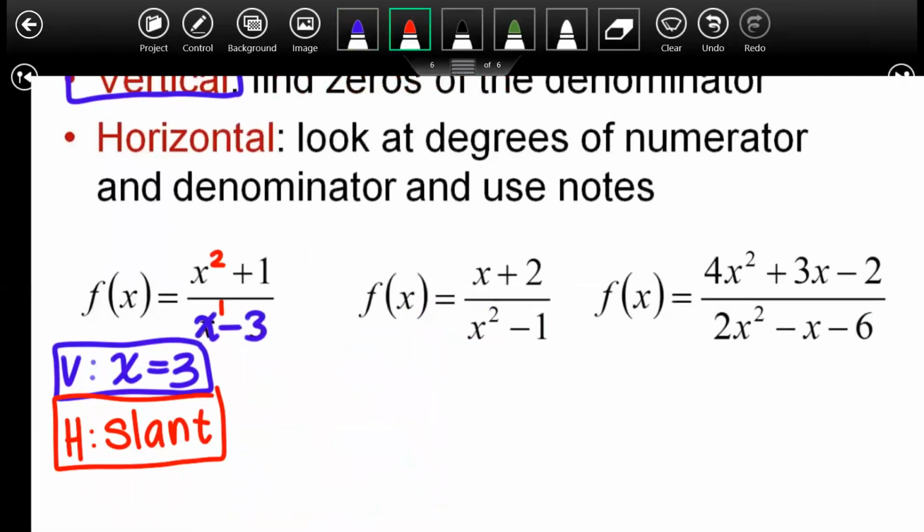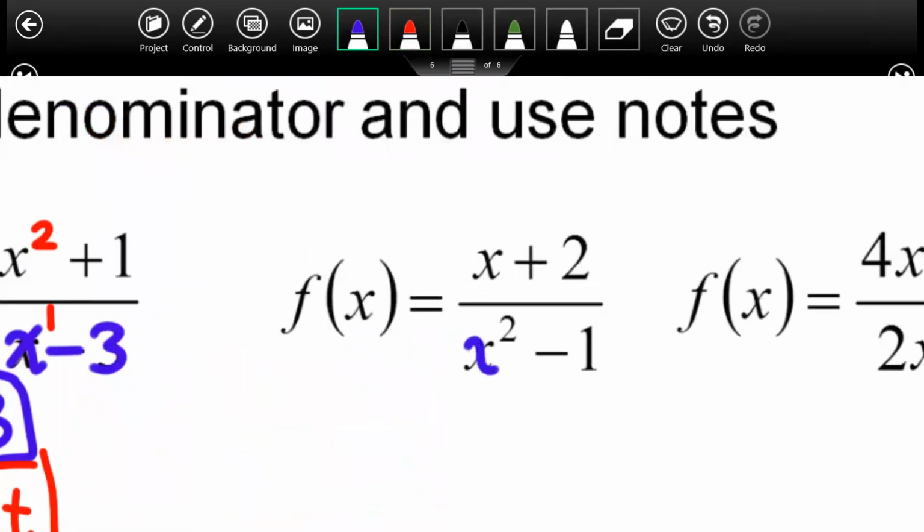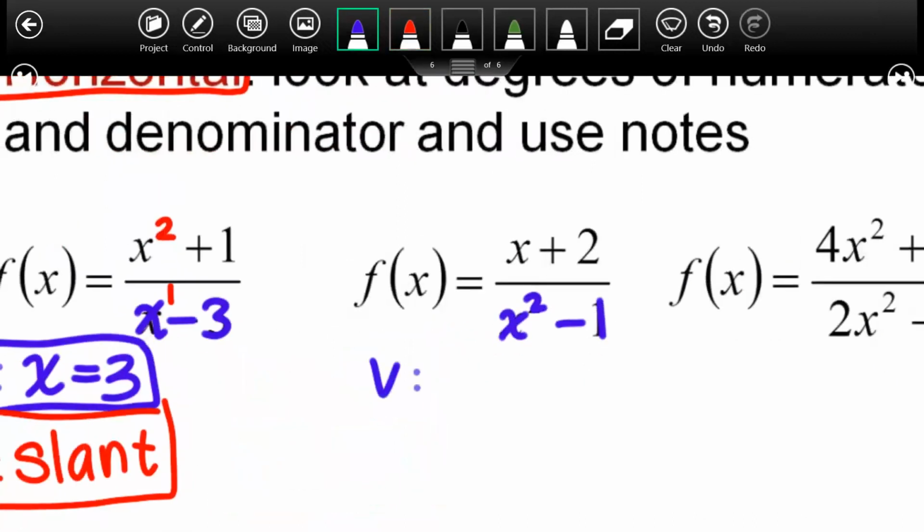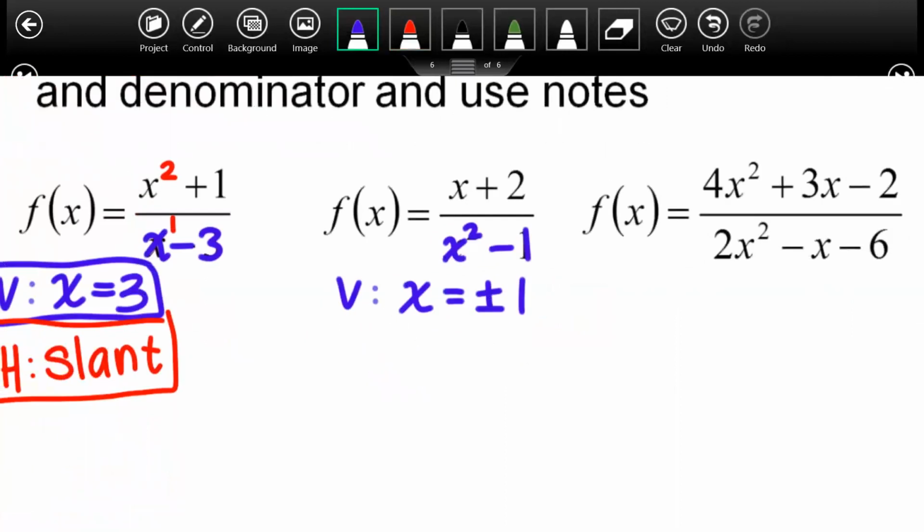Let's look at the next type. Let's look at our next example, and we're going to do this one. Looking at the bottom one, we look at the denominator. Can you solve for zeros for that? Our vertical asymptotes for x squared minus 1: adding 1 to both sides, taking the square root, we're going to get x is equal to what? Not just 1, plus or minus 1. We're going to have 2 asymptotes for this. So this is our second type of case.